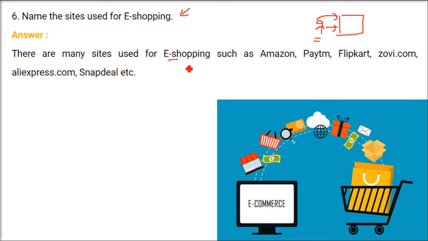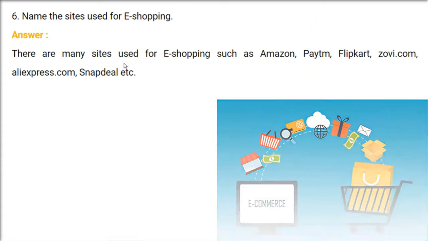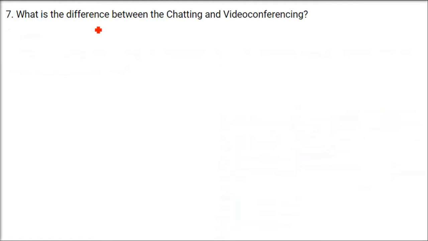Freshco. Now in e-shopping, you just have to open the app on your mobile and type. You'll get certain options based on relevance, just order it, do the payment, and it will be delivered at your doorstep. For example, Amazon, Paytm, Flipkart, Zoe, AliExpress, Snapdeal, eBay. There are so many. Today we have so many e-shopping websites and apps.